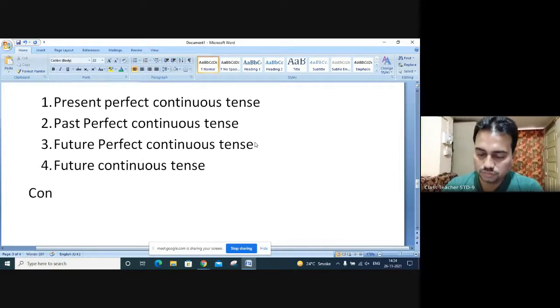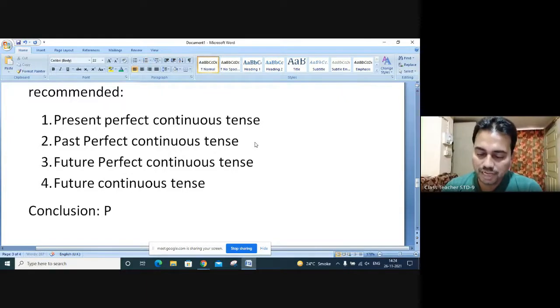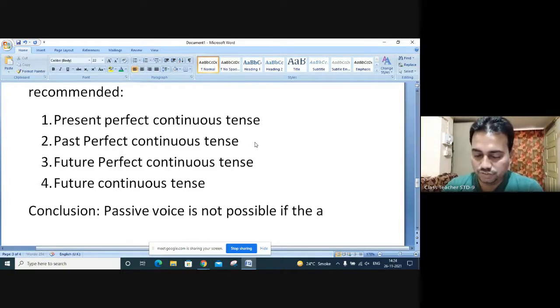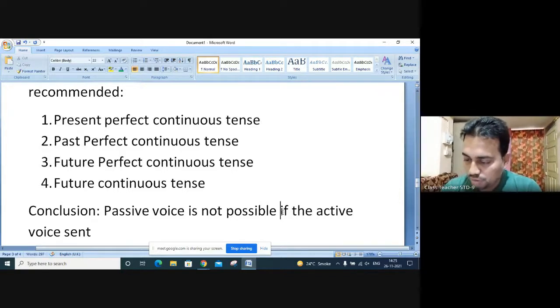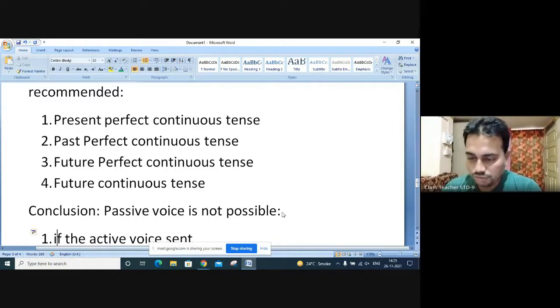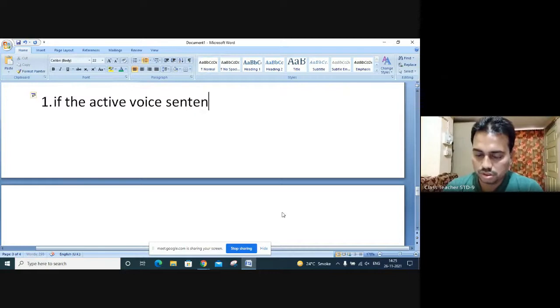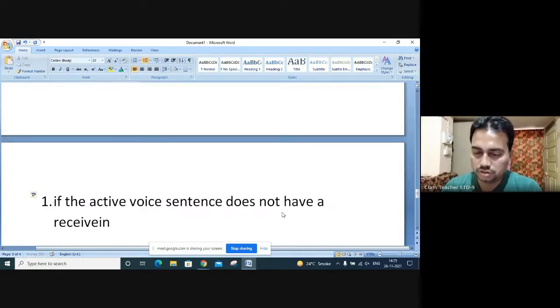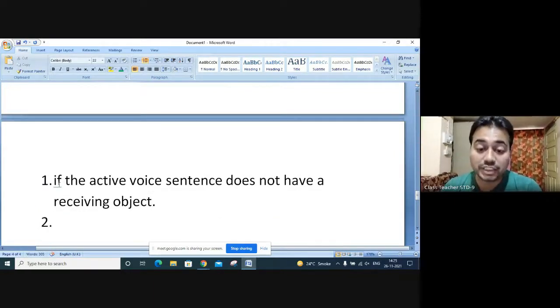So as a conclusion, we may say that passive voice is not possible if the active voice sentence does not have a receiving object. R-E-C-E-I-V-I-N-G, receiving object. Just having an object is not necessary. It's not only mandatory to have an object. It has to be a receiving object.